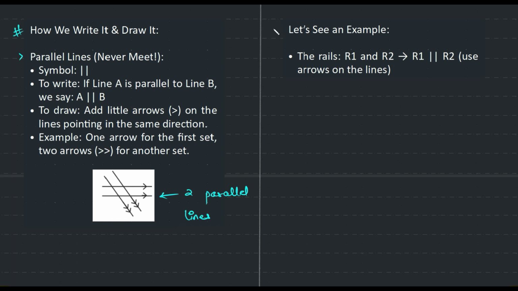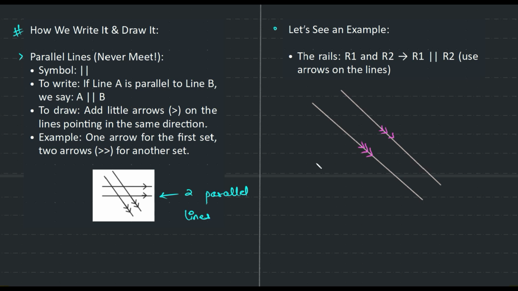For example, let's take up an example. Rails R1 and R2 are parallel. So it can be something like this. There's a rail which is running parallel. All I have to do is just draw one arrow here and one arrow over here. If I want, I can draw three arrows. Basically, whatever number of arrows I draw over here, the same number of arrows I have to draw over here to indicate that this pair of lines are parallel.